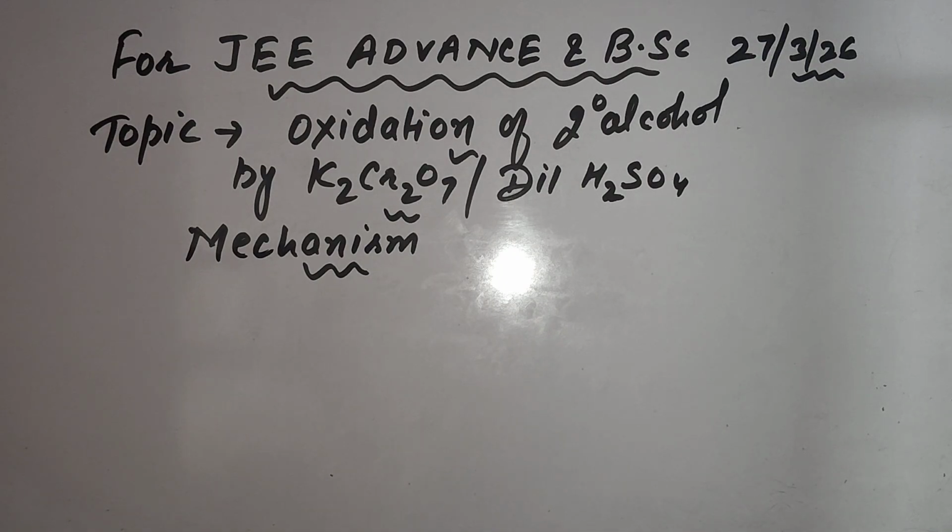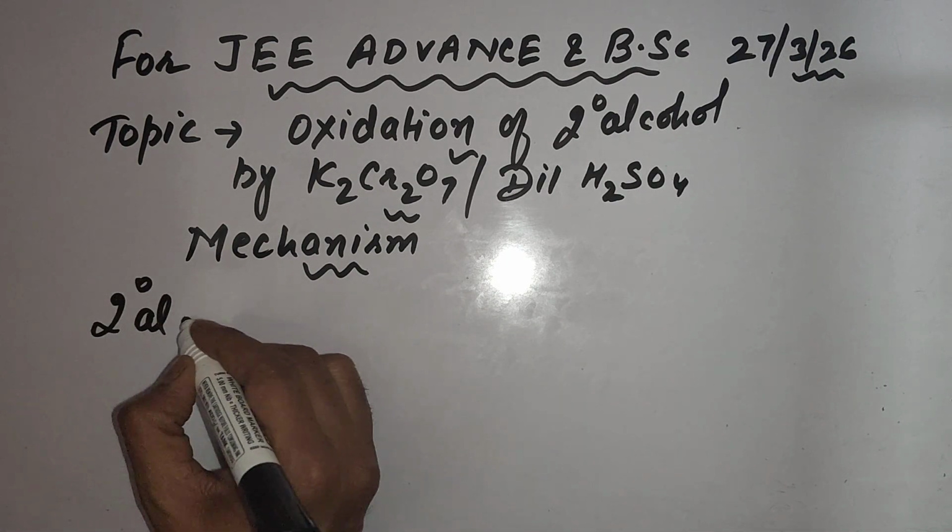Next mechanism is oxidation of 2-degree alcohol by K2Cr2O7 in dilute sulfuric acid. In the previous video, we have covered 1-degree alcohol oxidation by K2Cr2O7 and its mechanism. Now here we have 2-degree alcohol. This topic is not included in the syllabus of 12th class. It is for JEE Advanced and B.Sc.